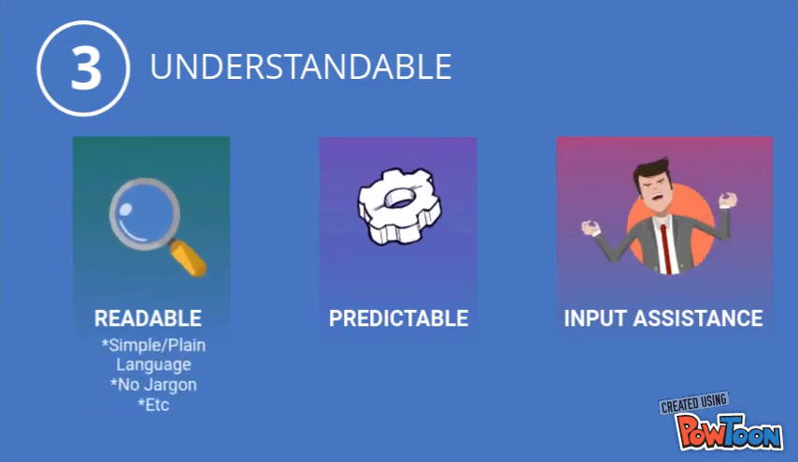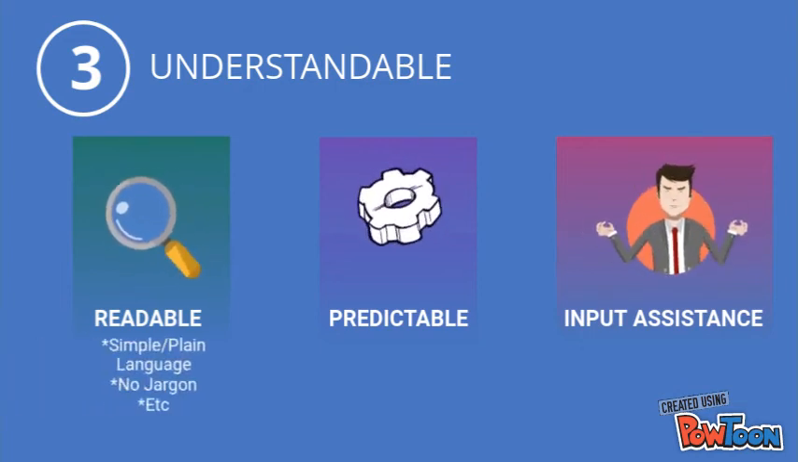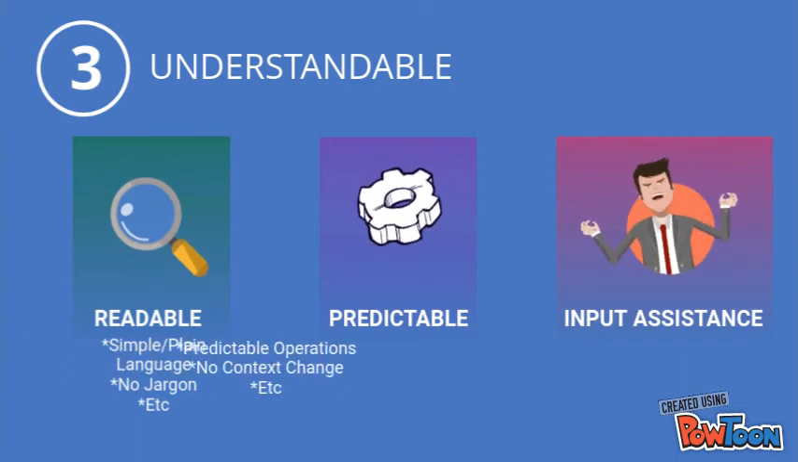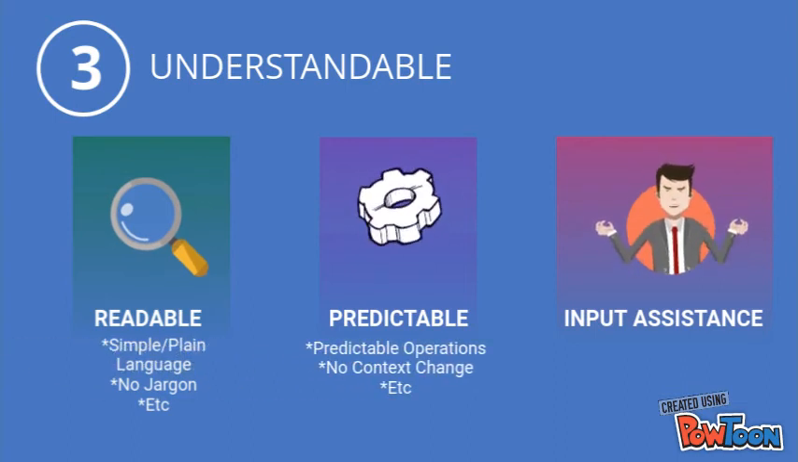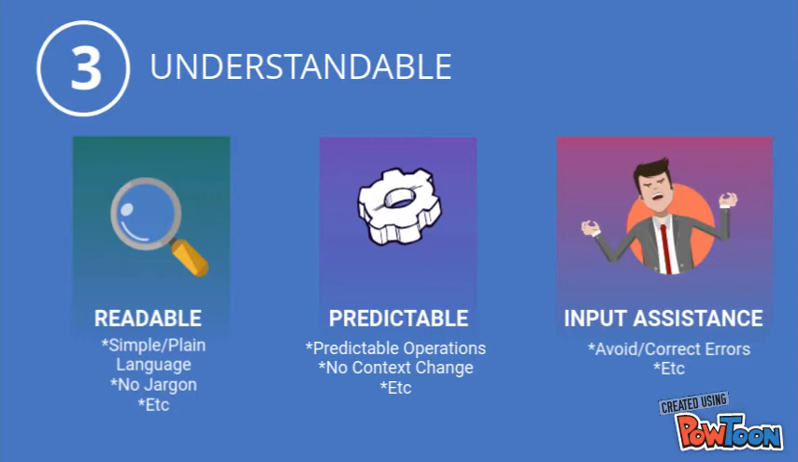Readable refers to using simple or plain language in content, no jargon, etc. Predictable refers to functions operating in a predictable way, context doesn't change unless the user prompts it, etc. Input assistance refers to content that helps users avoid and correct mistakes, etc.